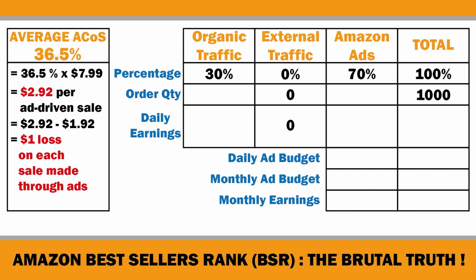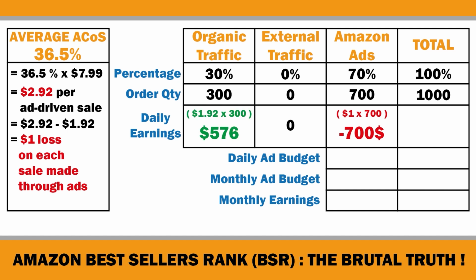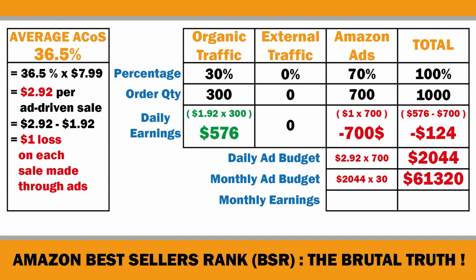If your goal is to sell 1,000 copies daily with 700 sales coming from ads, you would lose $700 daily from ad-driven sales. On the other hand, if 300 sales come from organic search, you would earn $576. This means you'd spend $2,044 daily on ads and end up losing $124 per day. For the first month, that would require a $60,000 ad budget, and you'd incur a $3,700 loss by month's end.